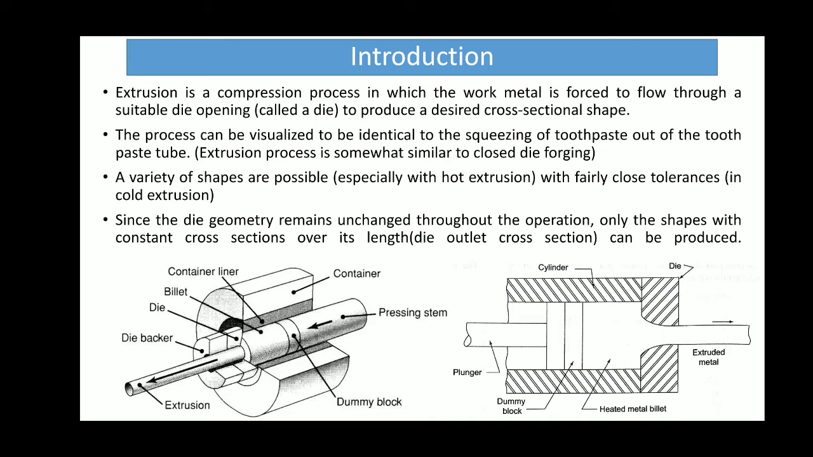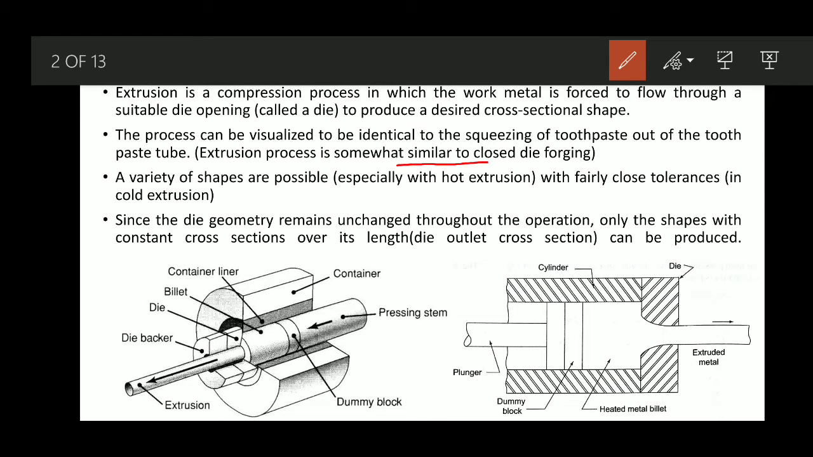This extrusion process can also be visualized as somewhat similar to the closed die forging process. Already we have discussed open die forging, closed die forging, etc. It is similar to closed die forging because here also, as you'll see later, we'll have a cylinder. Inside the cylinder the work material will be there, and with the help of a ram or a plunger, we apply the force and squeeze out. In this particular case, we compress the material against the die and the cylinder, and through the die opening the metal flows out.